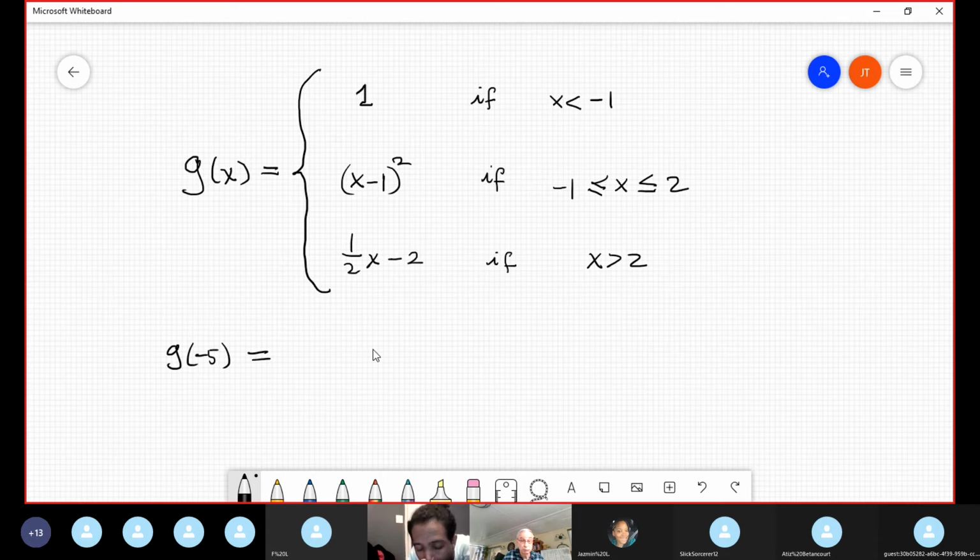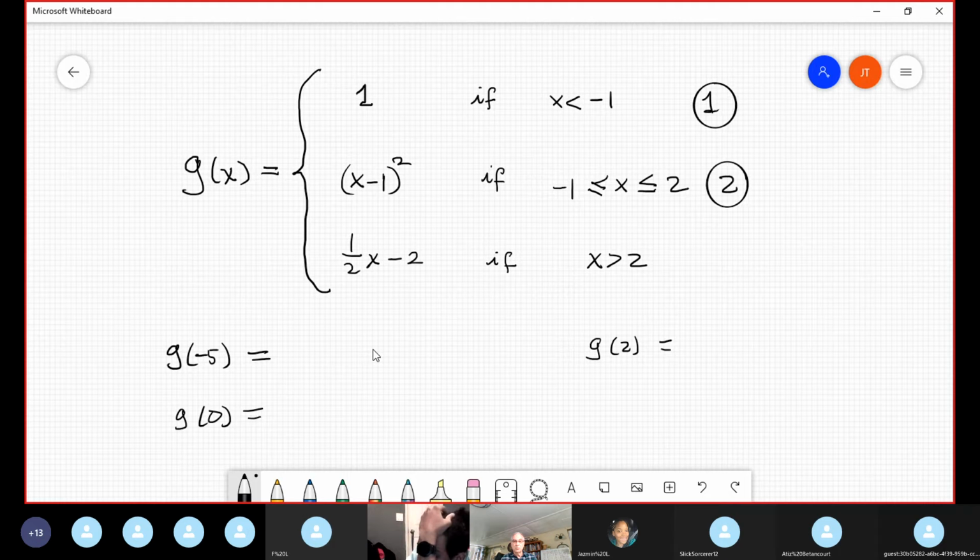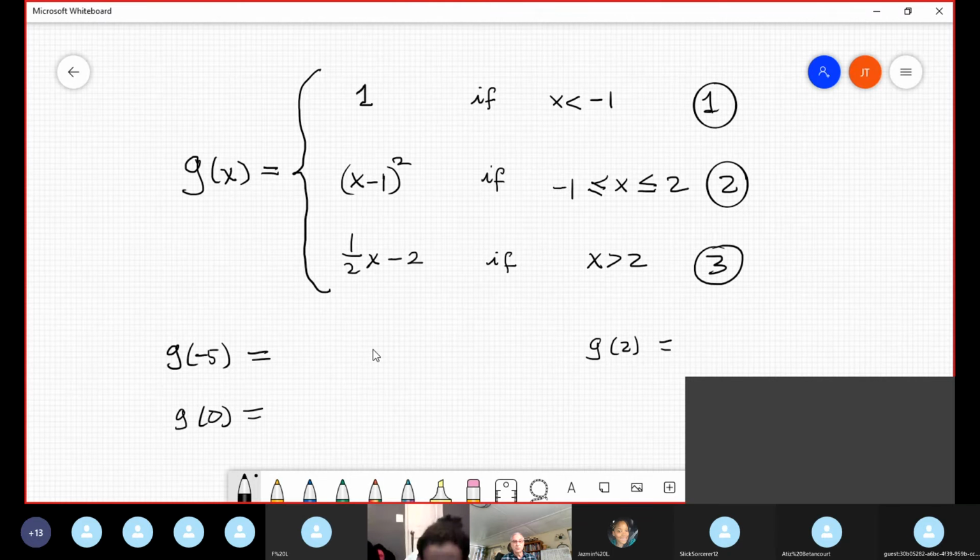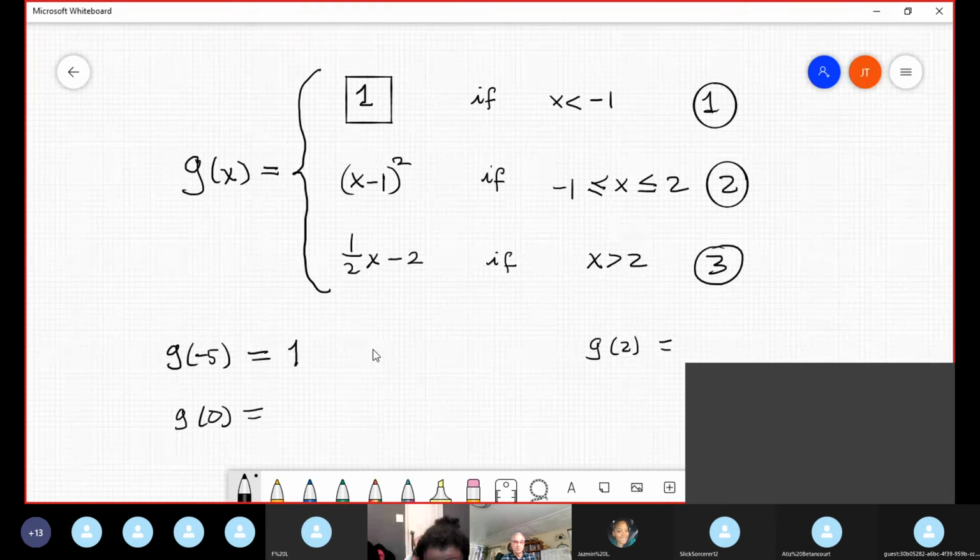G at 0. And g at 2. Negative 5. Does negative 5 belong to the first, to the second, or to the third piece? What do you think? Negative 5 belongs to the first, it is obvious, and in the first, the expression is just 1, not depending on x, and the answer is 1. Done. Andreina, done.